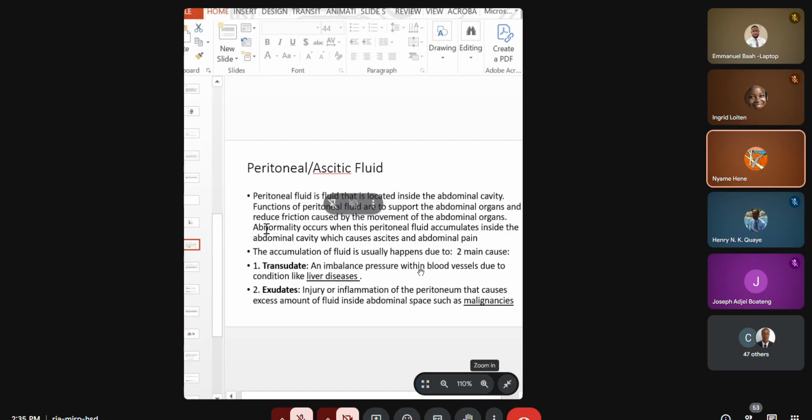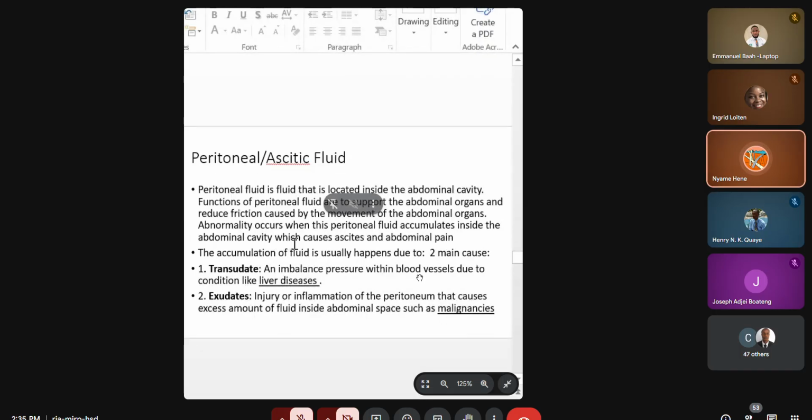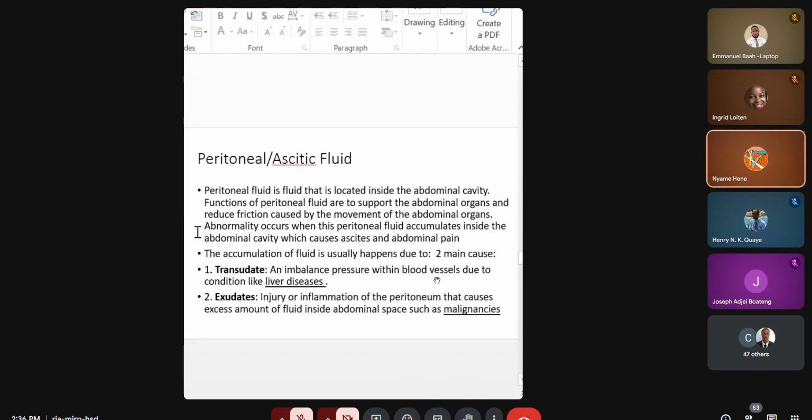Abnormality occurs when the peritoneal fluid accumulates inside the abdominal cavity, which causes ascites, the abdominal fluid. The accumulation of fluid usually happens due to two main causes. Either there's a transudate, an imbalanced pressure within the blood vessels due to conditions like liver disease. Liver disease is due to an imbalance in pressure in the blood vessels. Do you understand?